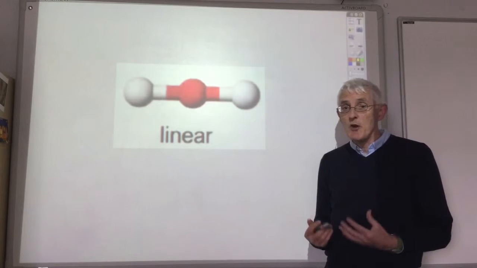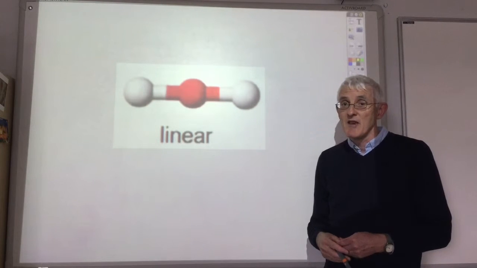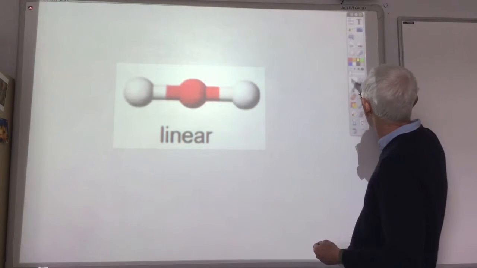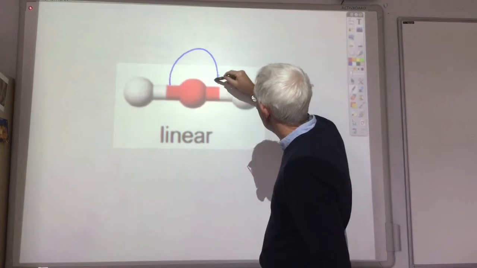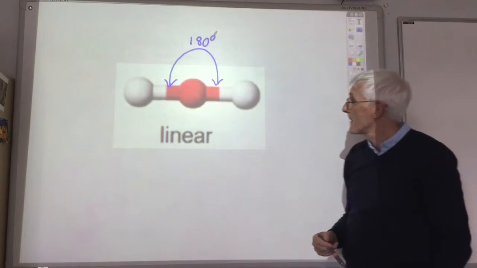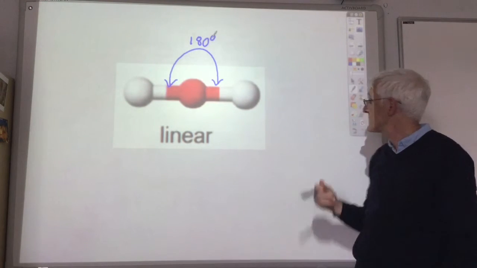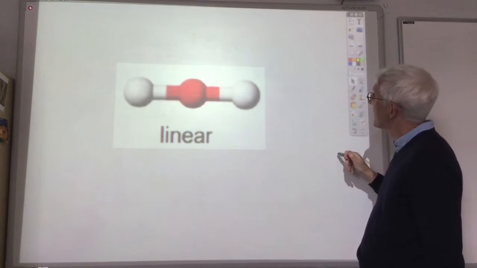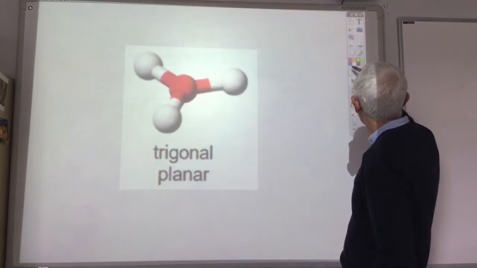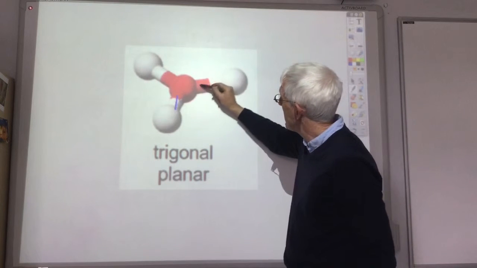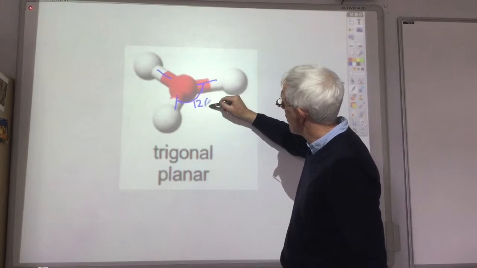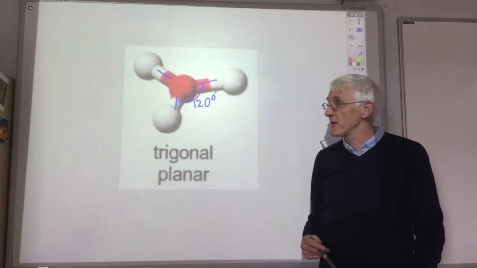So, if you've got 2 electron pairs in your molecule, you end up with a linear molecule where the 2 electron pairs are as far away as possible, which in this case would be 180 degrees. If you had 3 electron pairs, the shape the molecule would take would be trigonal planar. And here we have our 1, 2, 3 electron pairs, all as far apart as possible, which in this case is 120 degrees apart.